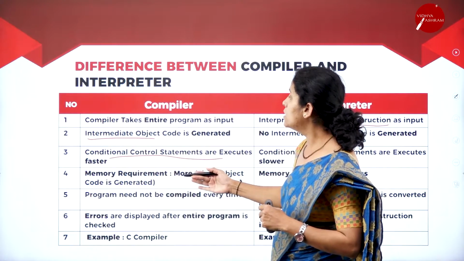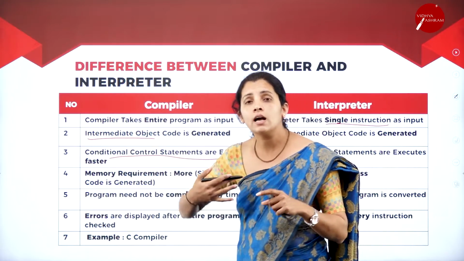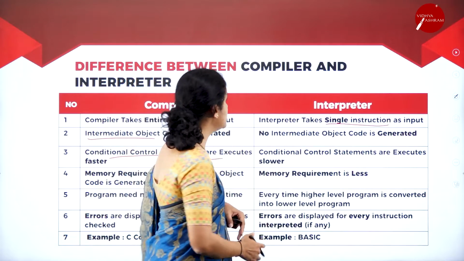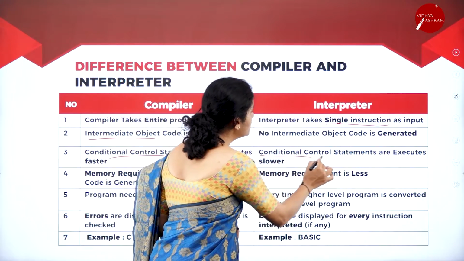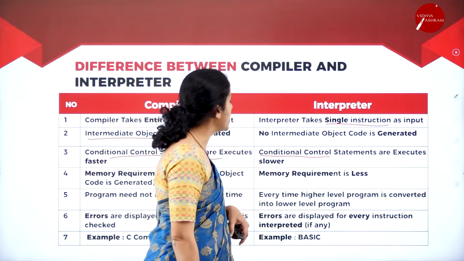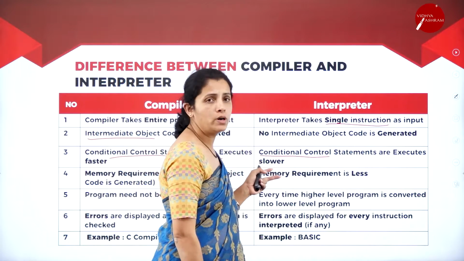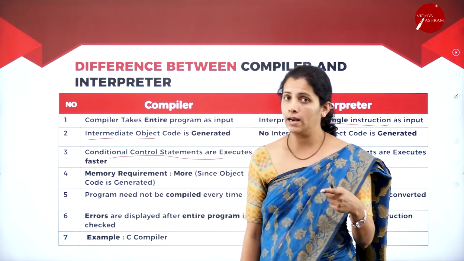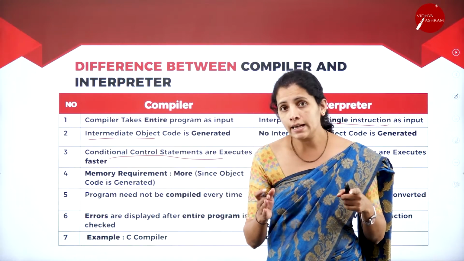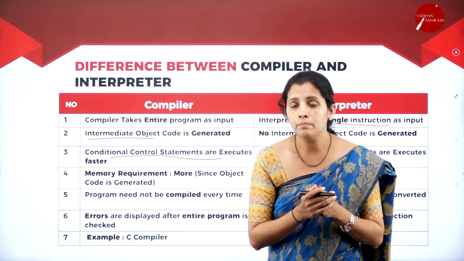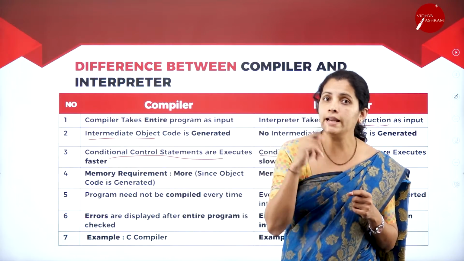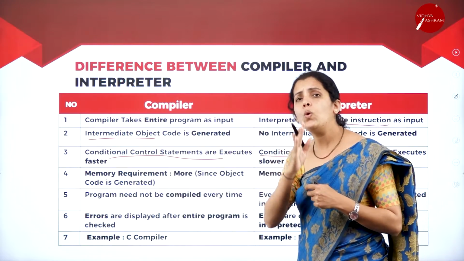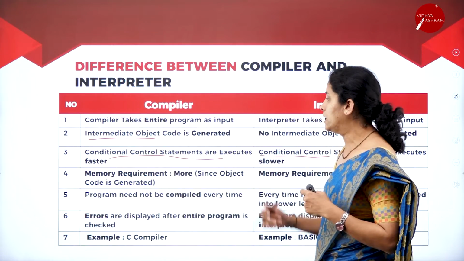And the conditional statements are executed faster. In a compiler, we can execute control statements faster. If I consider the interpreter, the conditional control statements are executed slower. That means here I consider only one line, and completing that line takes time, because I execute one line at a time. But if I consider the compiler, I execute the whole program at a time.